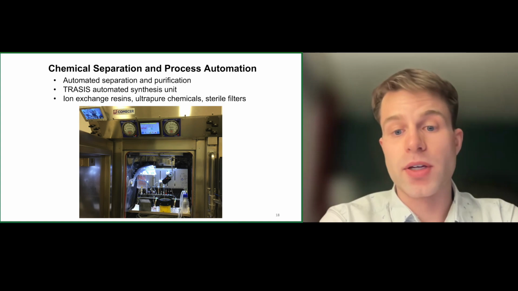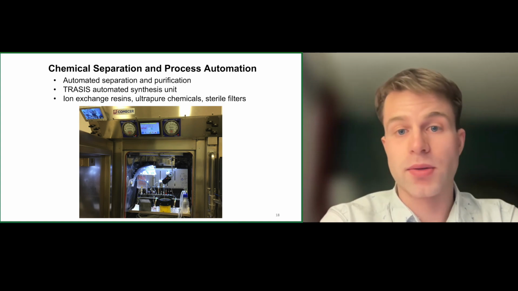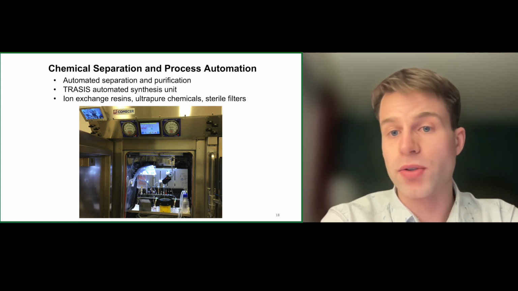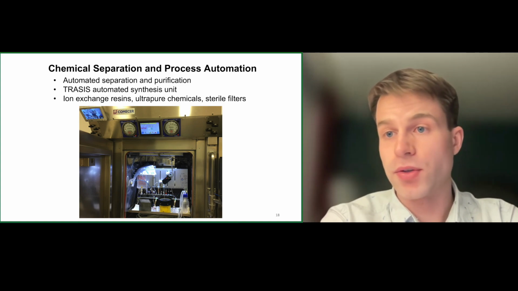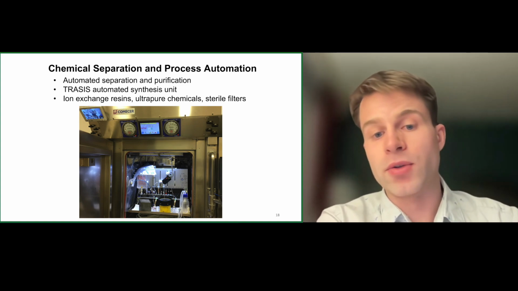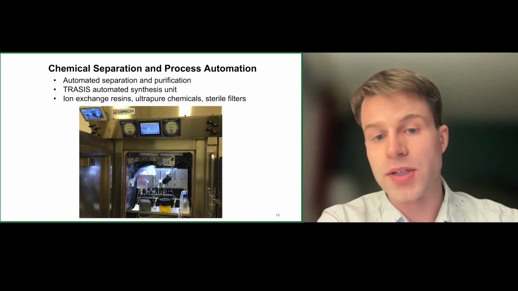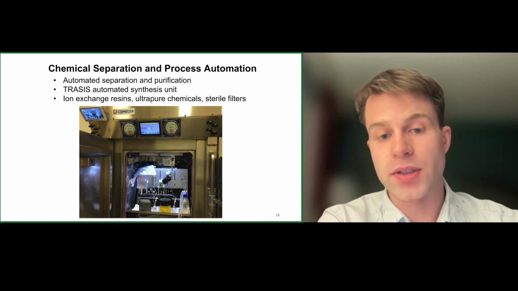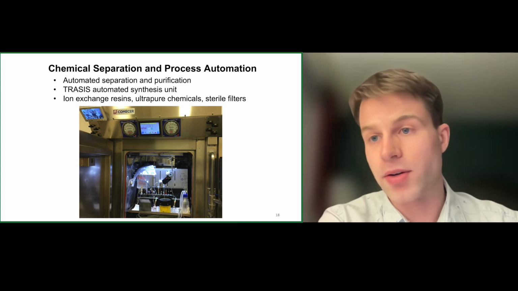After we irradiate, we have lots of gallium-68. However, we also have other impurities that we don't want in our final product. So we use an automated synthesis unit to run an automated process which uses ion exchange resins, ultra-pure chemicals, and sterile filters to produce a purified gallium product ready for radiolabeling. And you'll notice here this automated synthesis unit is inside of a lead-shielded compartment which protects the operators from radioactive dose. Product purity and sterility is the primary consideration of this process.